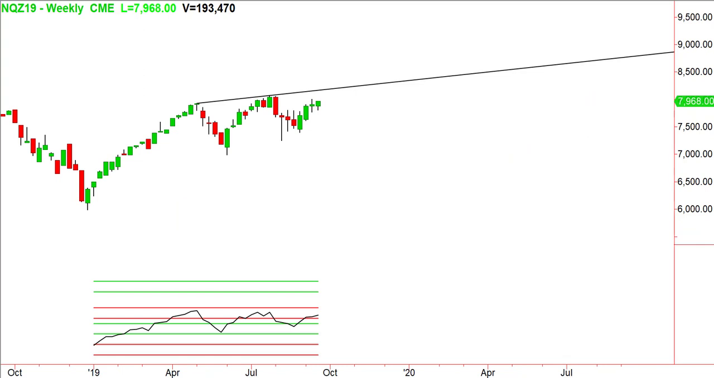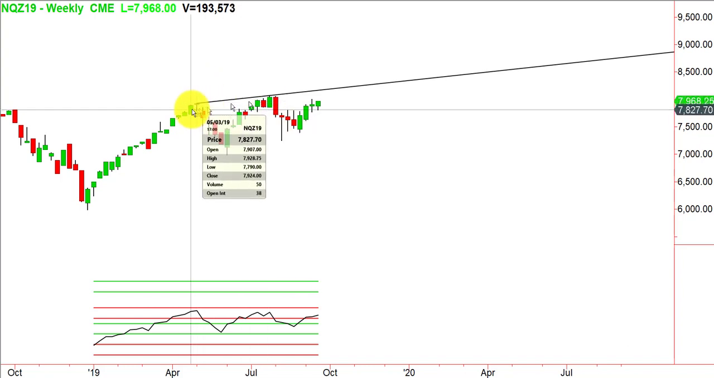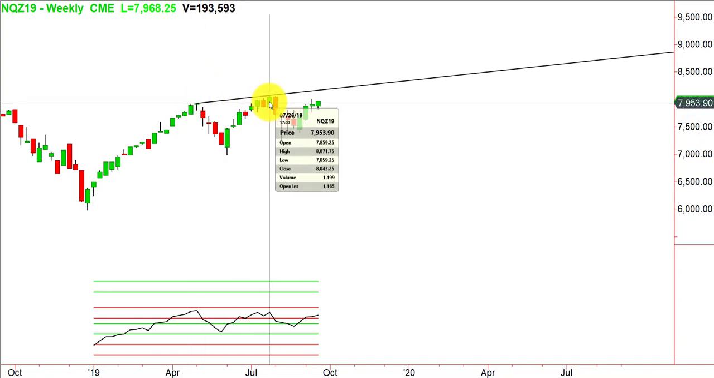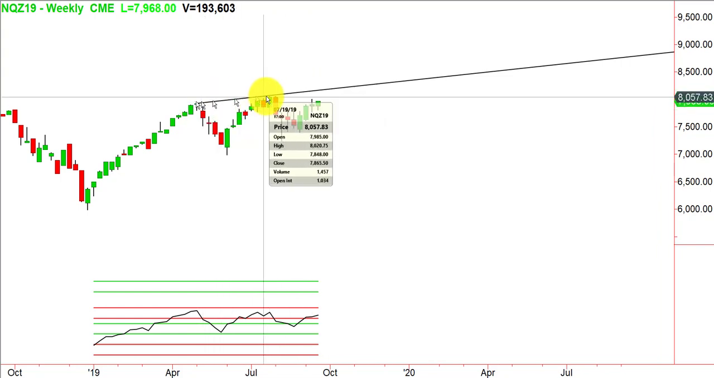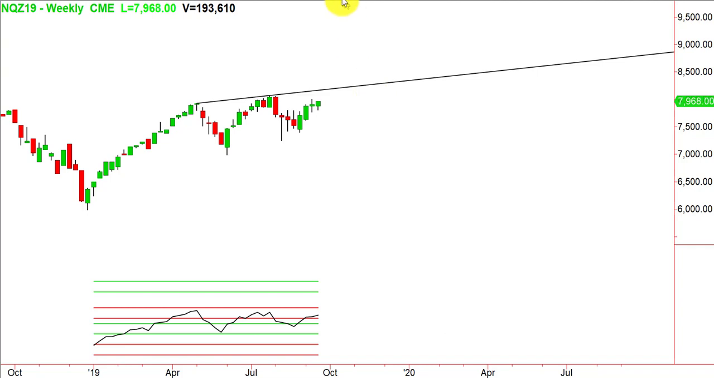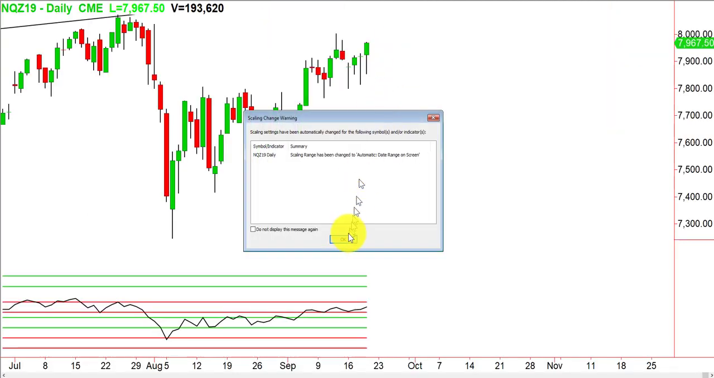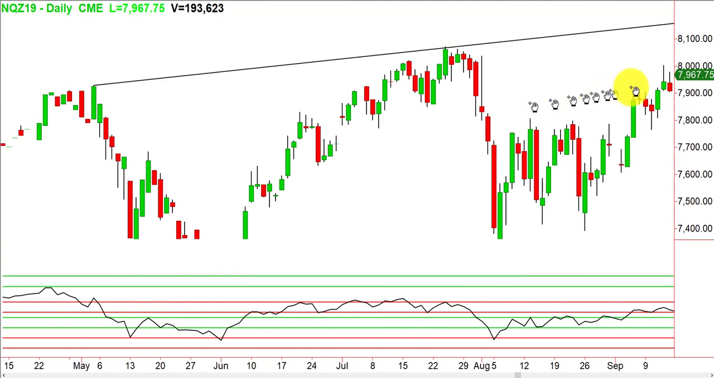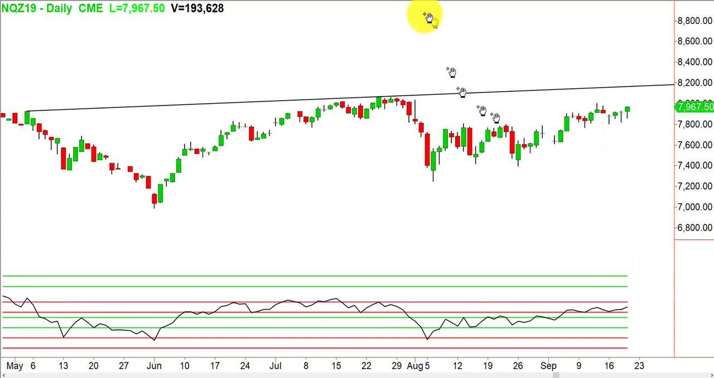So you can see this is the NQ Z19 chart. So that's the NASDAQ 100 futures, E-mini NASDAQ 100 futures, December 2019 contract. And here on the weekly chart, when you connect those two comparable highs as to the ES, you don't have a confirmed trendline resistance because there's only two touches. Now let's change it to a daily chart and then readjust the trend line.